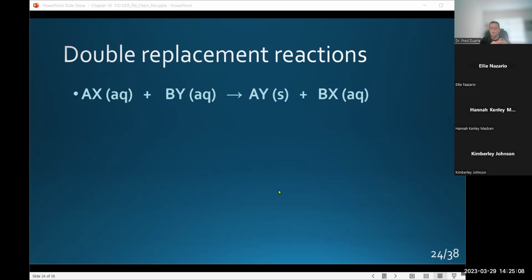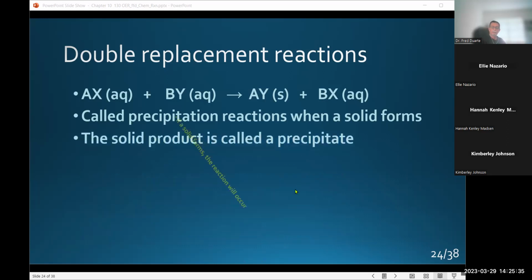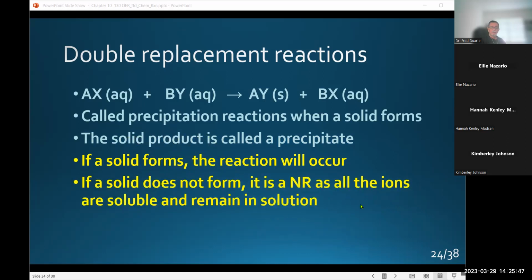Now, based on the solubility, in this example, AY is classified as insoluble and therefore is a solid. Therefore, we have a positive reaction. If both products are soluble, then there's no reaction. We call this a precipitation reaction because a solid was formed, a precipitate. So if a solid forms based on the solubility rules, a reaction will occur. No solid based on the solubility rules, no reaction.